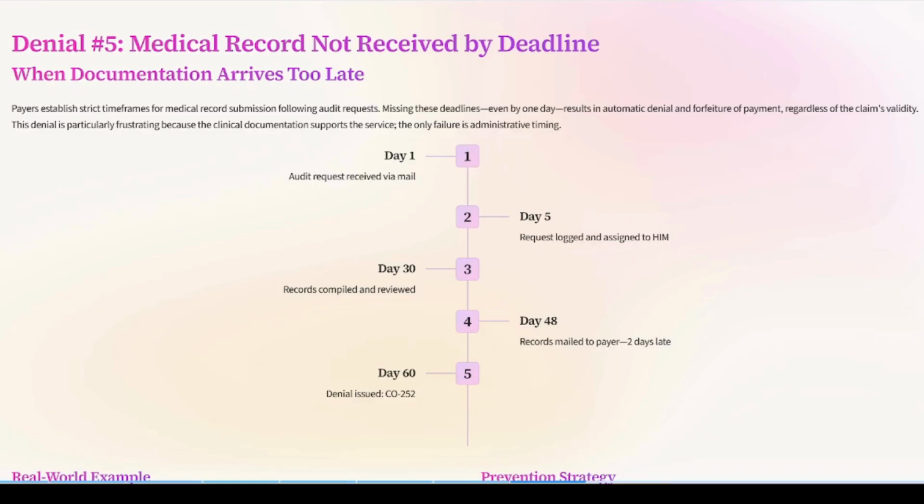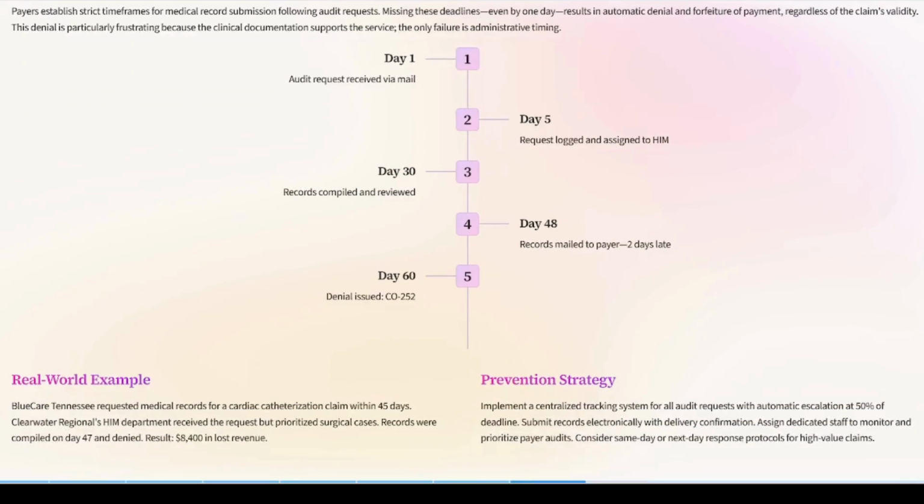All right, so we have day 1, audit request received by mail. Day 5, request logged and assigned to HIM. Day 30, medical records are compiled and reviewed. Day 48, medical records were mailed but received 2 days late. And on day 60, the denial is issued with a CO 252.